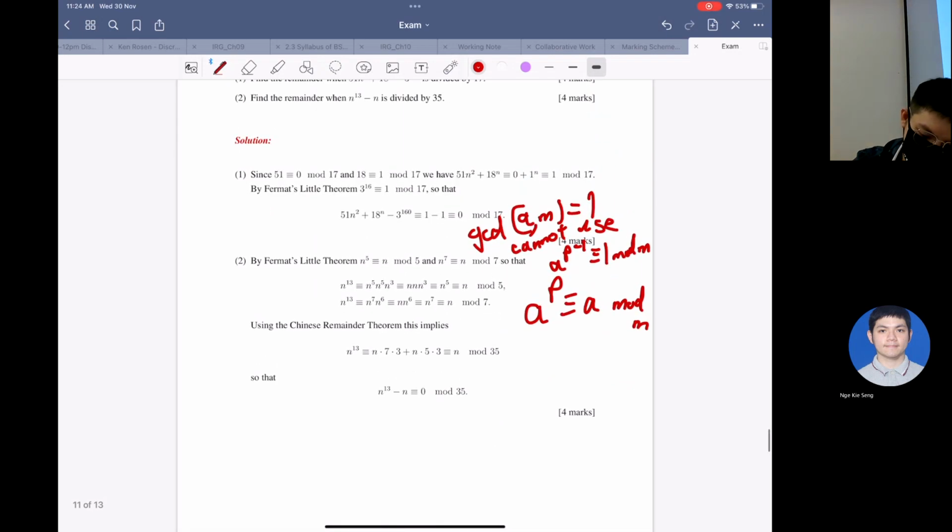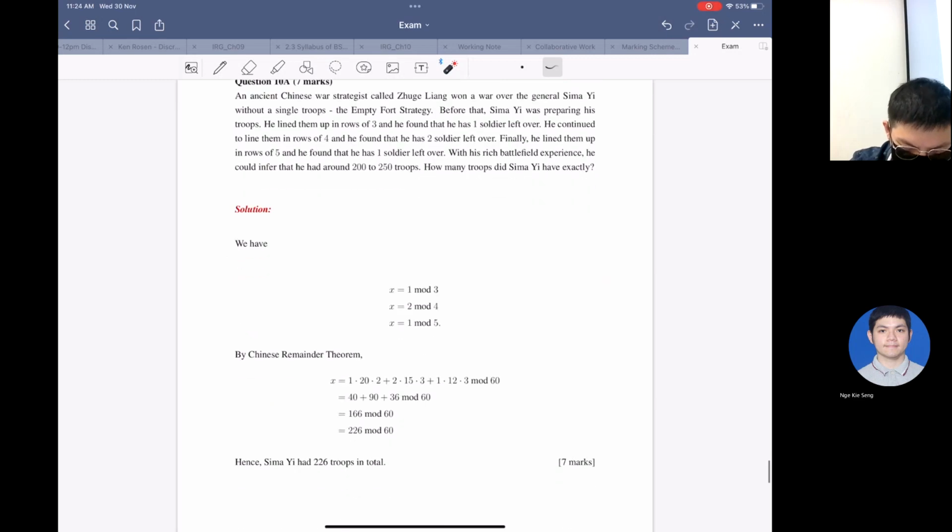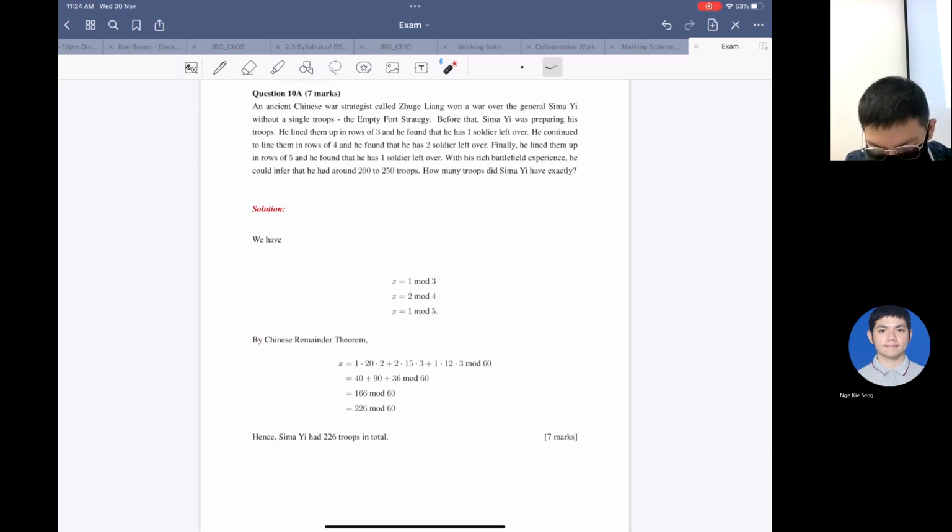Yeah, this one is also a variant of a tutorial question. Okay, 10A, standard Chinese remainder theorem. But here people didn't use the Chinese remainder theorem. They tested the numbers. There's only 200 to 250, right? They just tested the numbers. My range was too small. That's why I changed my question in the other version, so that they cannot test the numbers.